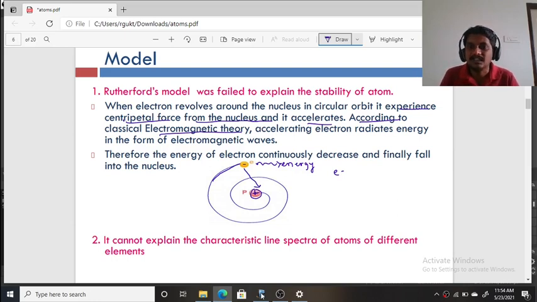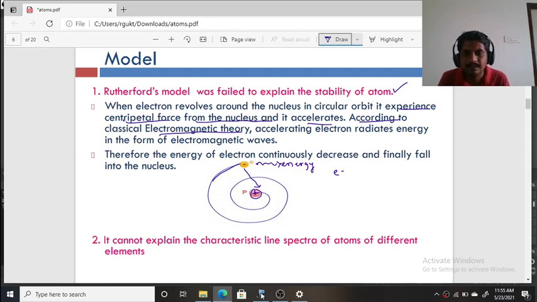That it is not falling into the nucleus was not explained by Rutherford. So he failed to explain the stability of an atom. When the electron releases energy continuously, it emits wavelengths of different frequencies. The spectrum of an atom according to this concept is continuous, but actually it is discrete. So the Rutherford model failed to explain the stability of an atom. Did you get it? I think yes, sir.